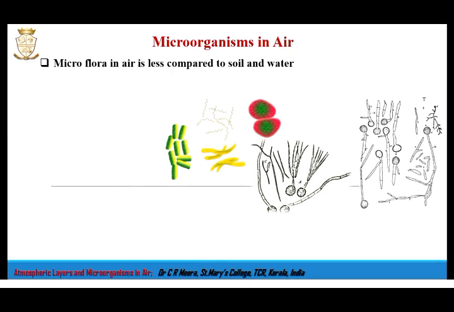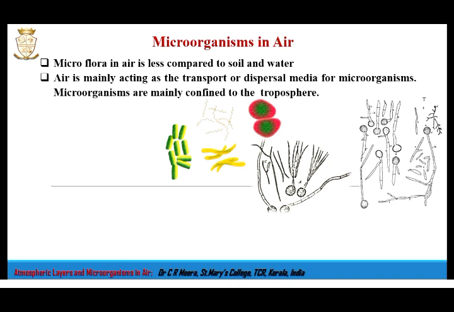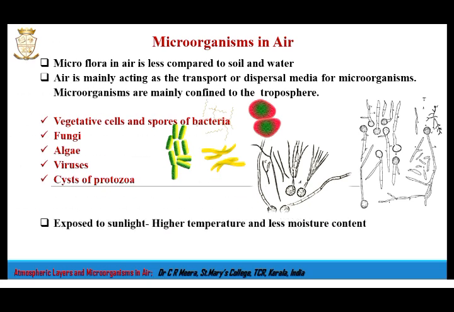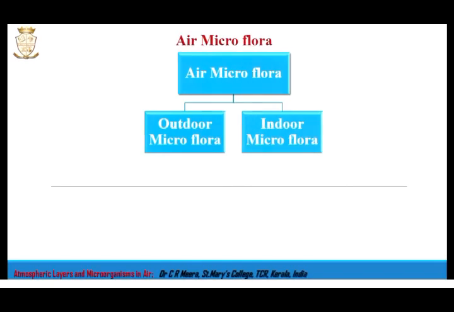Coming to microorganisms in air. Microflora in air is less compared to soil and water. Air is mainly acting as the transport or dispersal medium for microorganisms. Microorganisms are mainly confined to the troposphere. The microbes in the troposphere include vegetative cells and spores of bacteria, fungi, algae, viruses, and cells of protozoa. As air is exposed to sunlight, it will have higher temperature and less moisture content. Hence, microbes cannot survive in the air for longer periods.